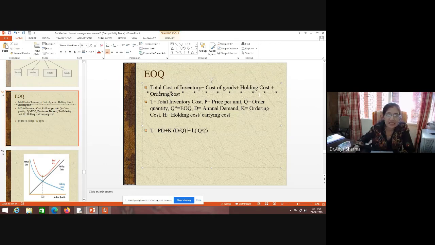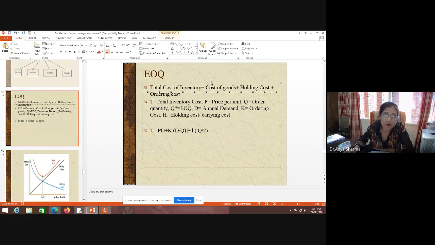Then it says the holding cost. So I'll put holding cost later, but holding cost is dependent on the number of units. Now you would wonder, why have I taken Q by 2? Because we are just taking an average. So when the warehouse is full, the quantity will be Q. When the warehouse is empty, the quantity will be 0. So what we have done, we have taken an average. And so H into Q divided by 2.